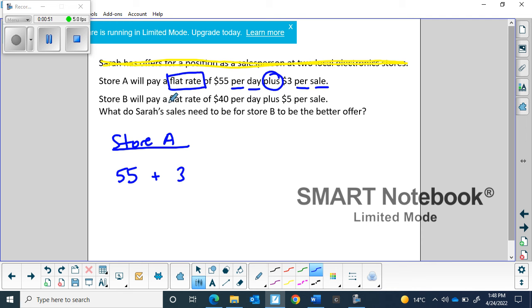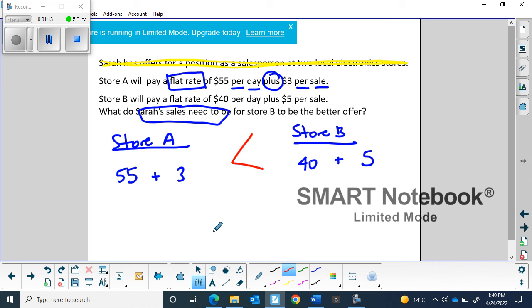Now store B will pay a flat rate of $40 a day plus $5 per sale. Now, what do Sarah's sales need to be for store B to be the better offer? When we're thinking about a better offer in terms of money, the more money you have, the better it is. So we want store B to be greater. Not equal to, it needs to be better. That's the key word there.